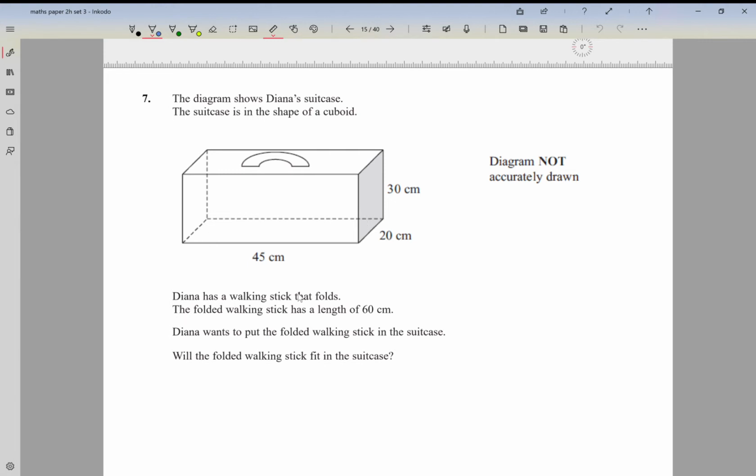Diana has a walking stick that folds. The folded walking stick has a length of 60 centimeters. Diana wants to put the folded walking stick into the suitcase. Will the folded walking stick fit inside the suitcase?